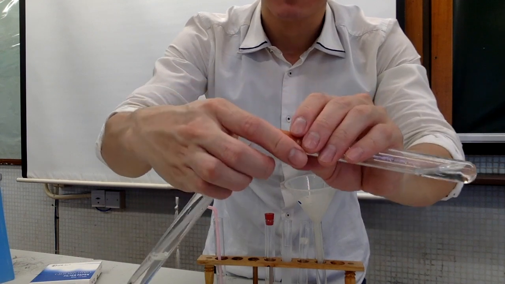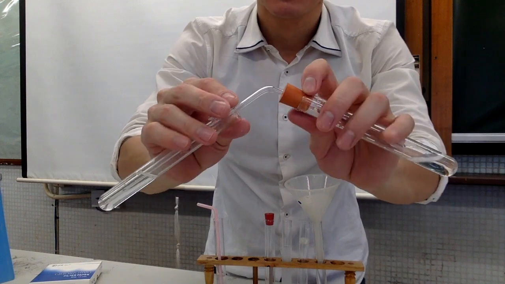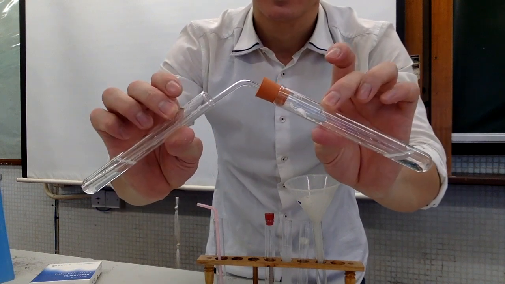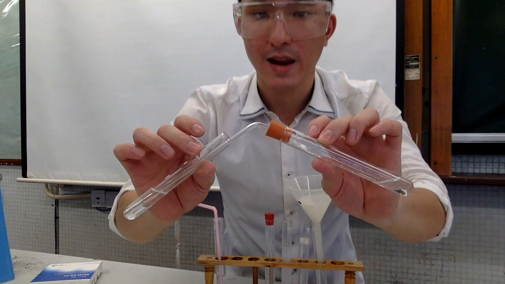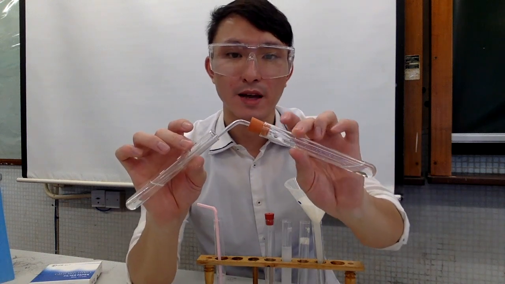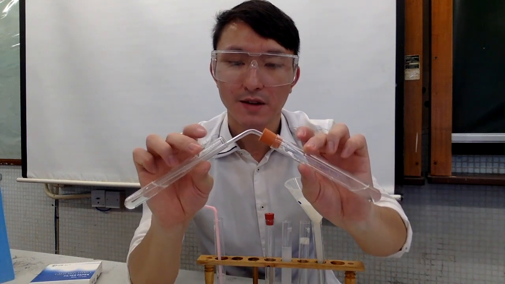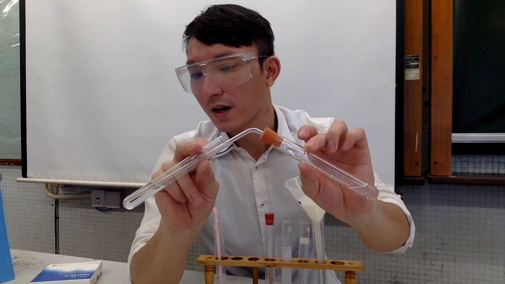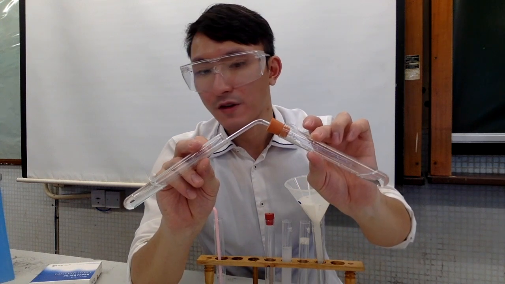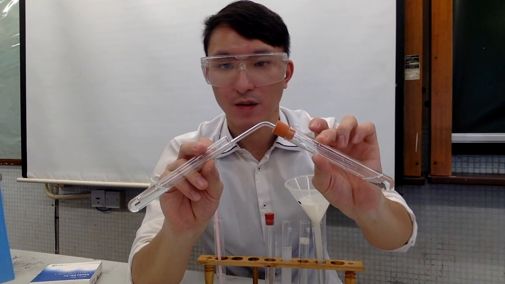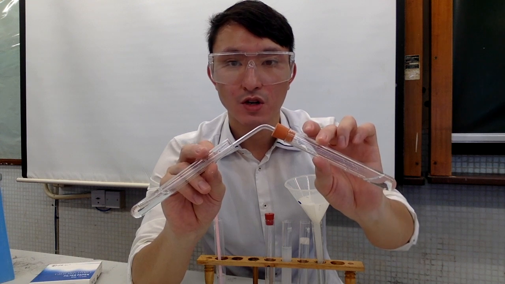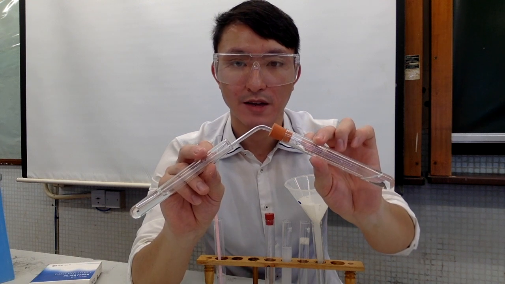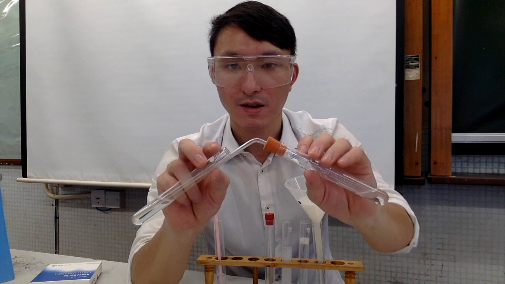So right now, you see this setup. It consists of, on my left, the calcium carbonate and the acid not yet mixed together. On my right, we have the delivery tubing and the lime water. So right now, I'm going to drop the calcium carbonate into the acid, and let's see what happens.